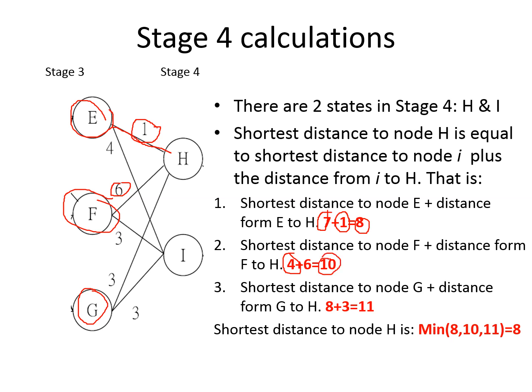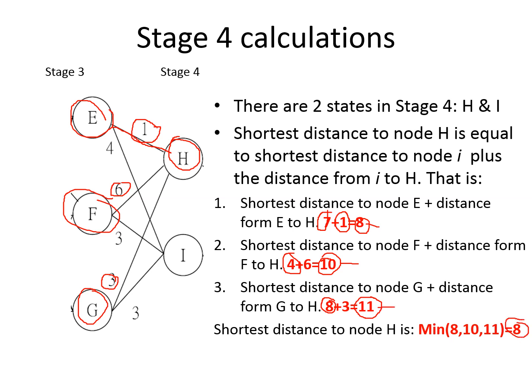Finally, we have the shortest distance to get to point G, which is the sub-solution of the second sub-problem, 8, and then the distance from point G to point H, which is 3, and thus 8 plus 3 is 11. Now, the shortest distance to get to H is the minimum of all these 3, 8, 10, and 11, and thus the minimum is 8.